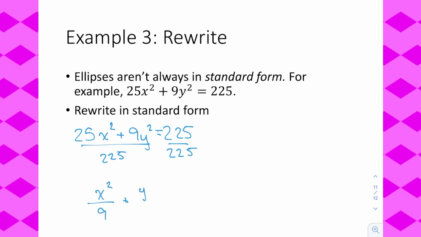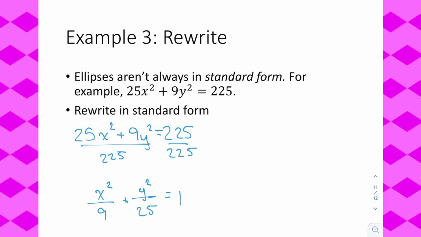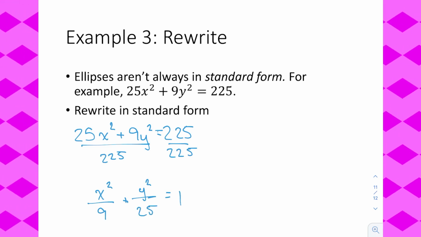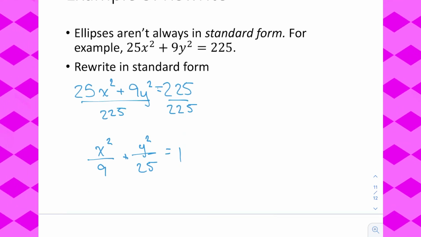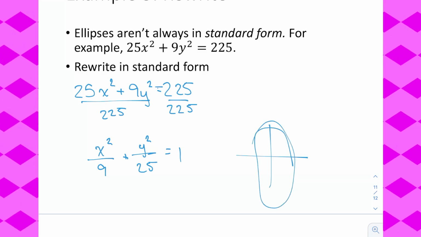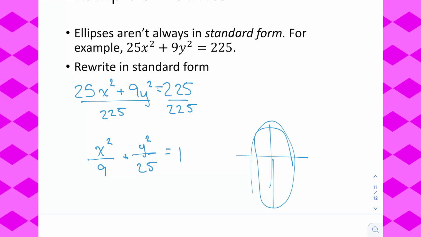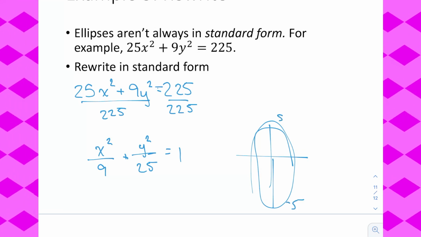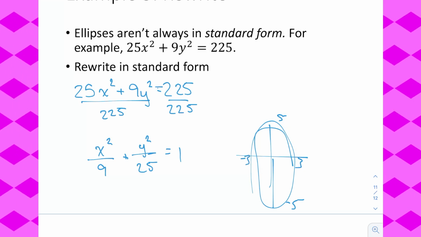25 over 225 simplifies to 1 over 9. 9 over 225 simplifies to 1 over 25. And on the right-hand side, we have 1. So we have standard form, which tells us our radius in the x and y direction. It's 3 units left and right for a radius, 5 units up and down for a radius. So it's roughly going to look like this.